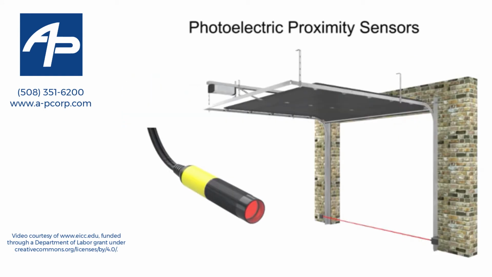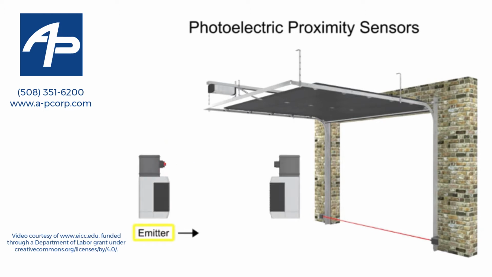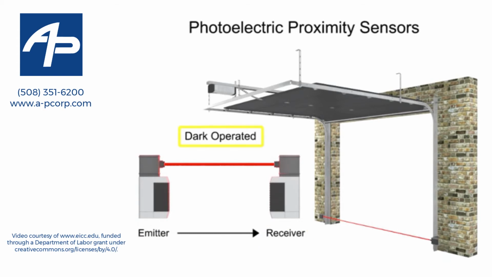Photoelectric sensors have the greatest detection range, from 1 millimeter to 25 meters or more. They operate by the use of an emitter, which transmits a beam of light to the receiver. When the light is normally being received, it is known as dark-operated mode. When the absence of light is required, it is known as light-operated mode.